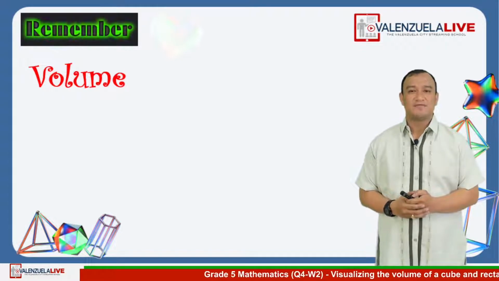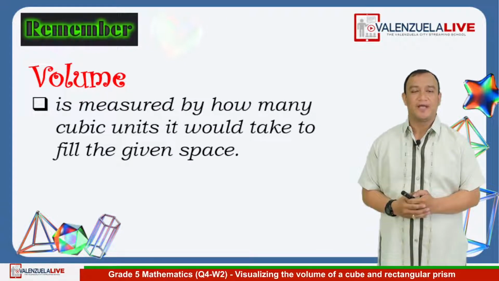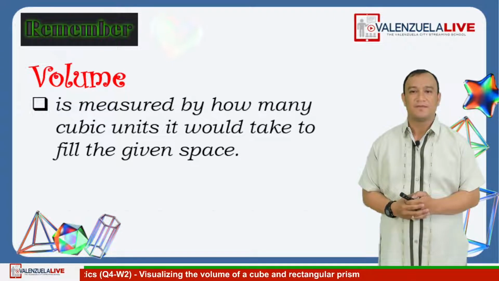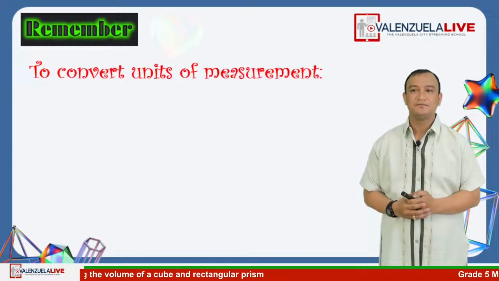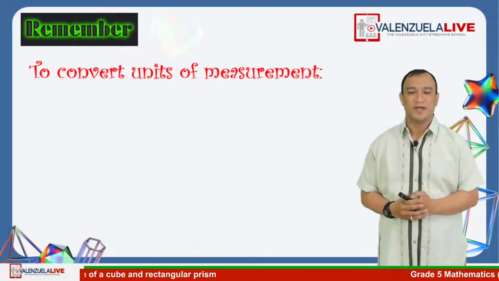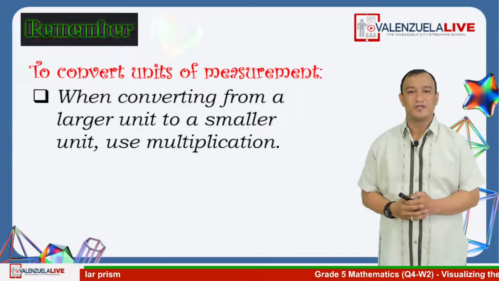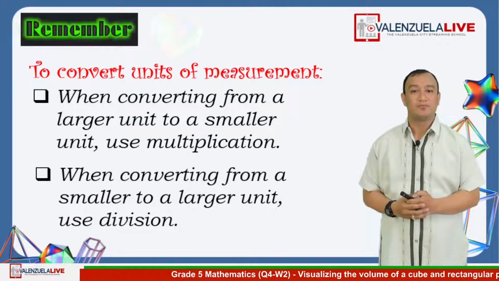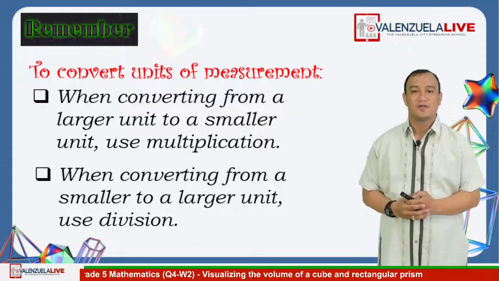Now, let's keep this in mind. Volume is measured by how many cubic units it would take to fill the given space. It is also measured in cubic units. And to convert units of measurement, when we are converting from a larger unit to a smaller unit, we use multiplication. And when we are converting from a smaller to a larger unit, we use division.